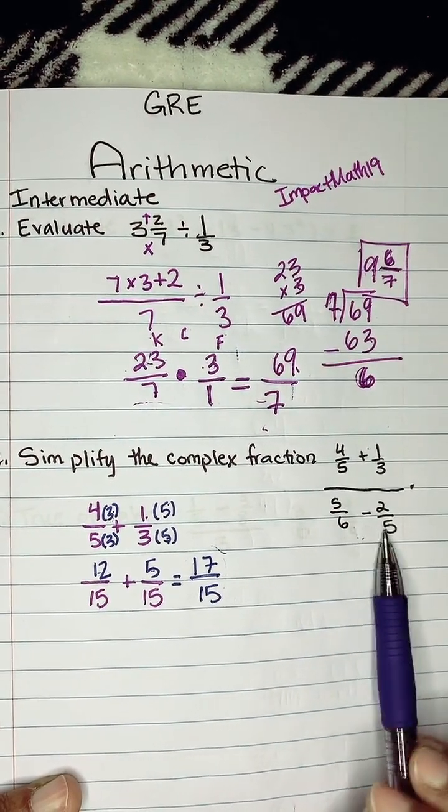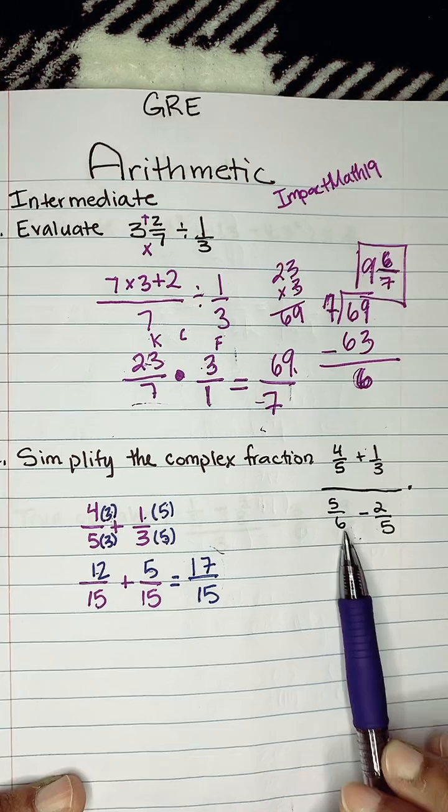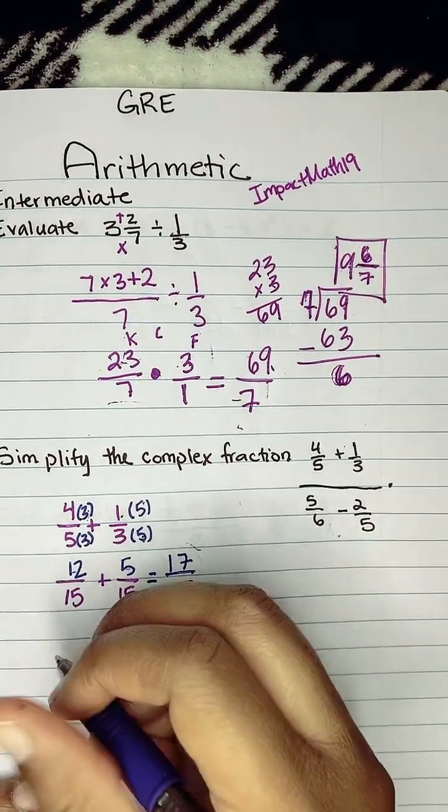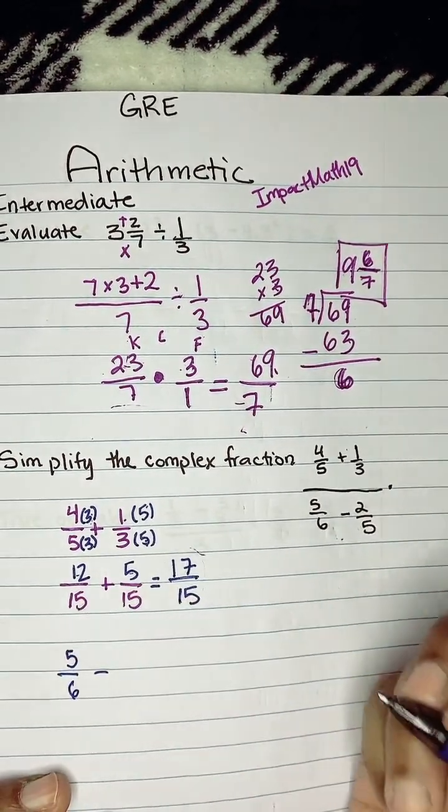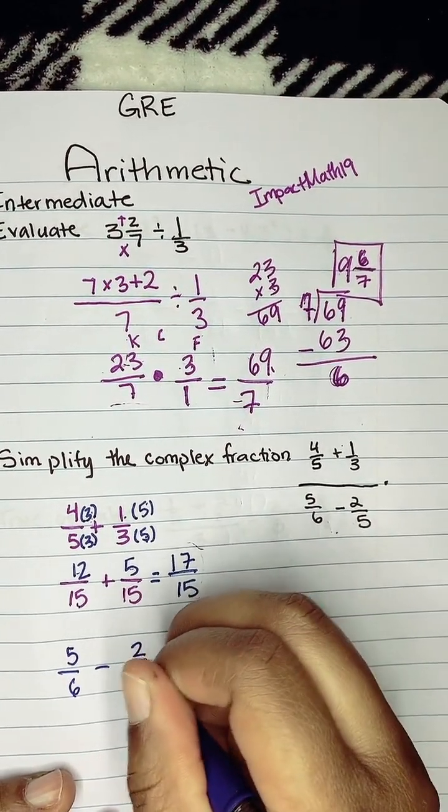Now we're going to get one fraction for the denominator here. So we're going to go back. We're going to do 5/6 minus 2/5.